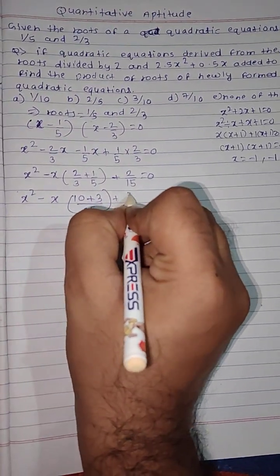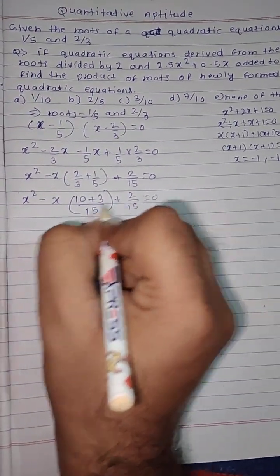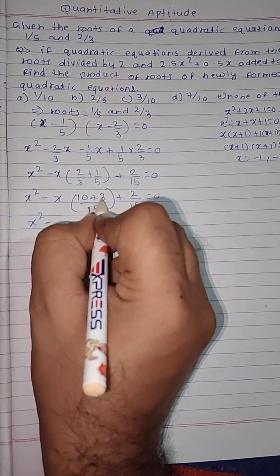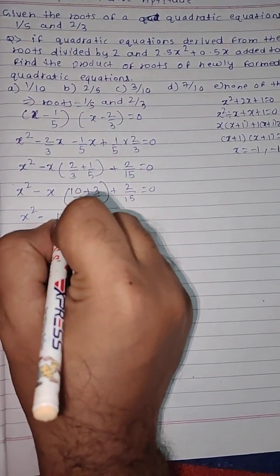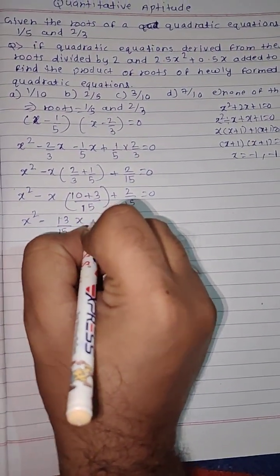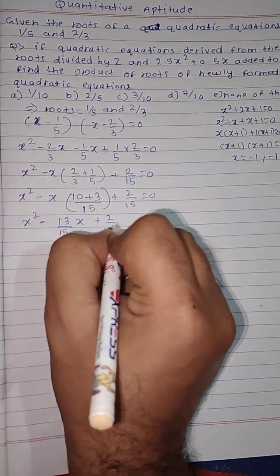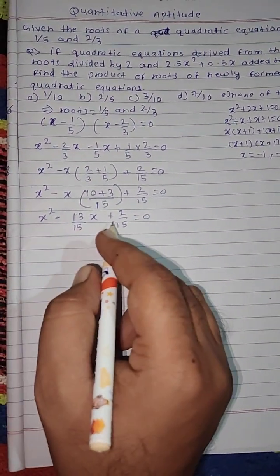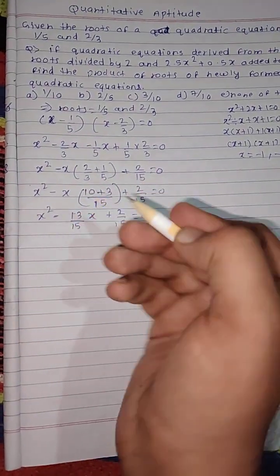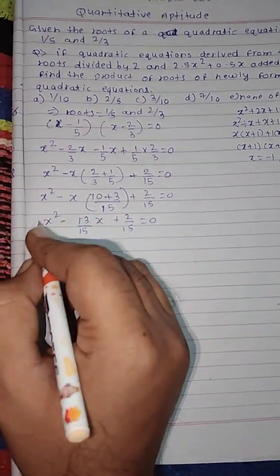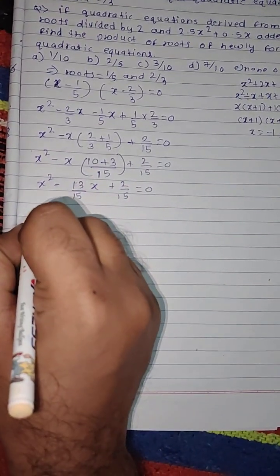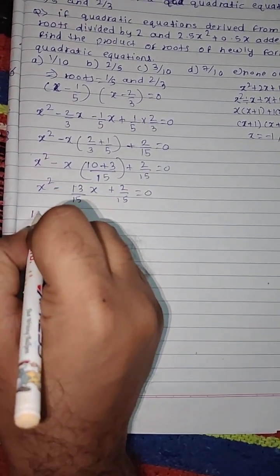So x square minus 13 by 15 x plus 2 by 15 equal to 0. This is the quadratic equation, but the denominator is 15, so it will be difficult to solve. So I will multiply the whole equation by 15, so 15 x square.